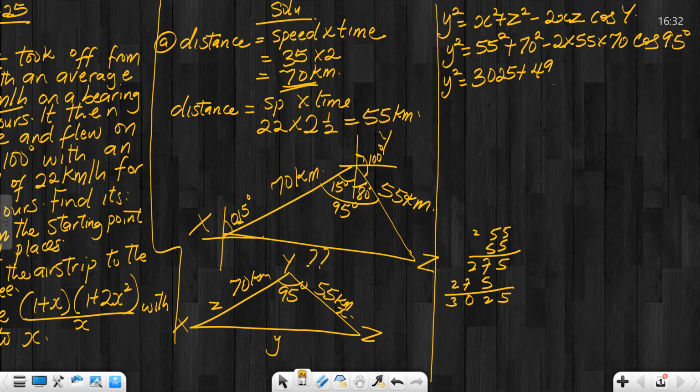Plus here I have 4900. Minus, so here what do we have? 2 times 55 times 70. So what would that give us? That will give us 7700 times cos 95. What will cos 95 give us? Cos 95. Let's see.